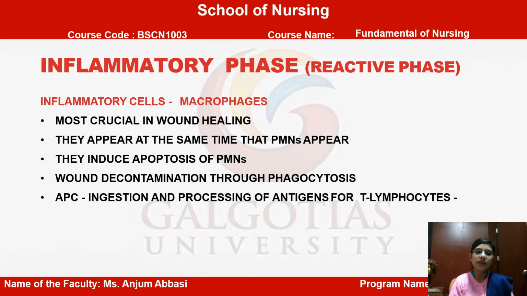Next, you will be seeing inflammatory cells, macrophages. They are the most crucial in wound healing. They appear at the same time that PMNs appear and induce apoptosis of PMNs. So wound decontamination is through phagocytosis and APCs, ingestion and processing of antigen for T lymphocytes.